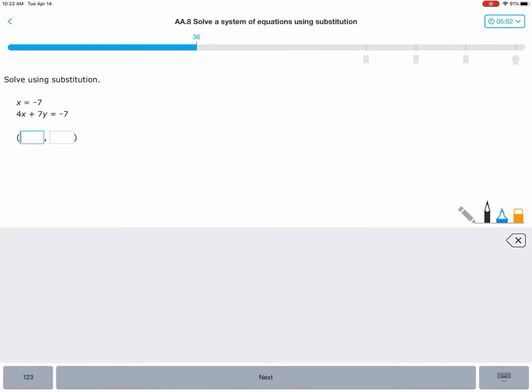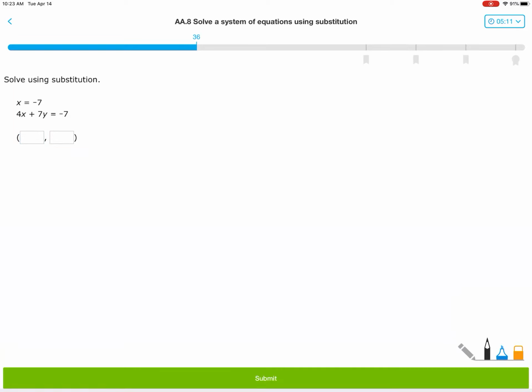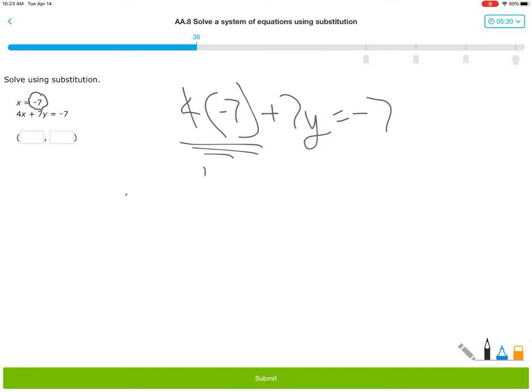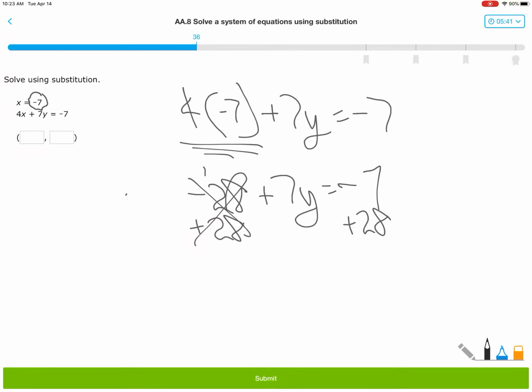I'm going to see if I can get to another example here. I'm going to work through this kind of quick. 4 times, instead of saying x, I'm going to say negative 7. 4 times negative 7 plus 7y equals negative 7. Lots of 7s here. Negative 7 times 4 is negative 28 plus 7y equals negative 7, plus 28 plus 28.